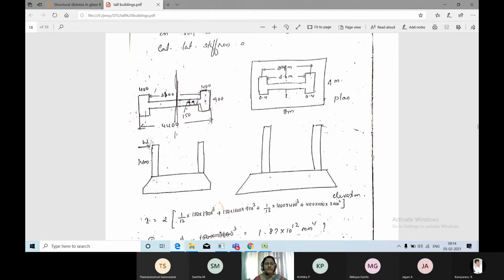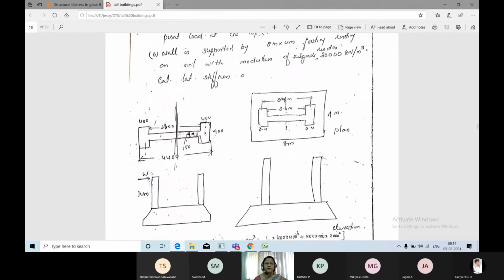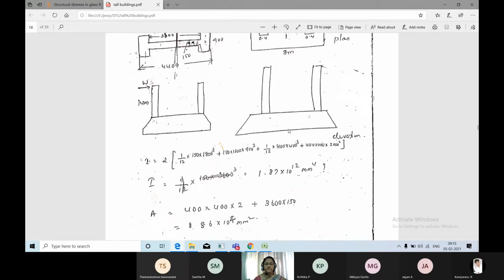A point load W is acting at the top. That is the condition given. Calculate the lateral stiffness of the wall for a point load at the top. So a point load of W is acting at the top of the 14-meter-high shear wall, and this is the plan dimensions. And in the second case, this wall is resting on a foundation that is 8 meter by 4 meter. The elevation is like this, with the shear wall here on the 8 meter by 4 meter footing.